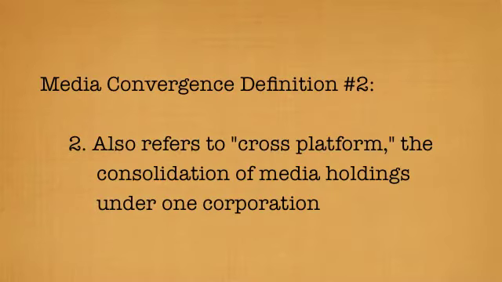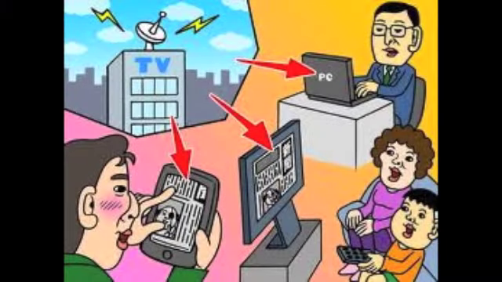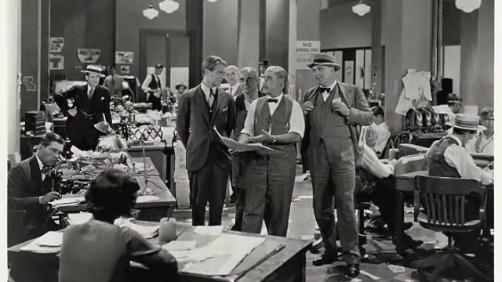Definition number 2 is where one company, one corporation owns a huge number of media outlets. So you might have a TV station that then distributes their information through Kindle and through computers. Naturally, there is an element of corporate greed to this, but it's also a question of efficiency. If the same corporation can distribute one story across multiple platforms, it's seen as more efficient.